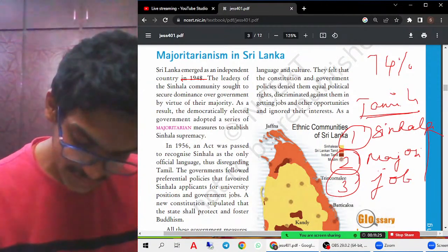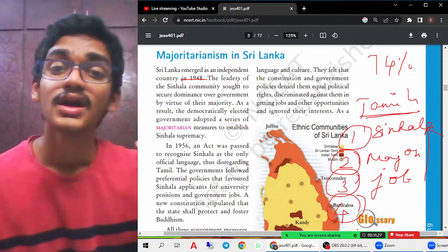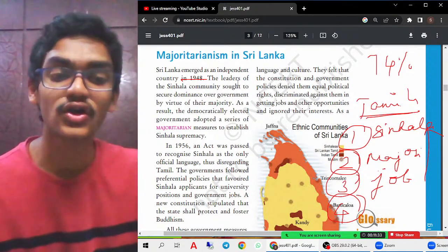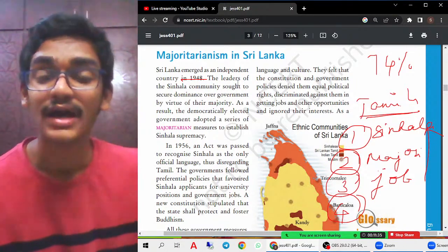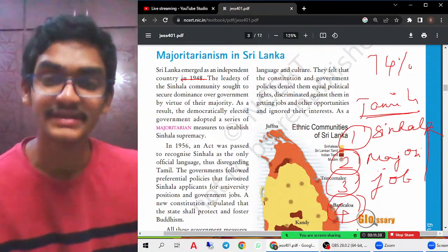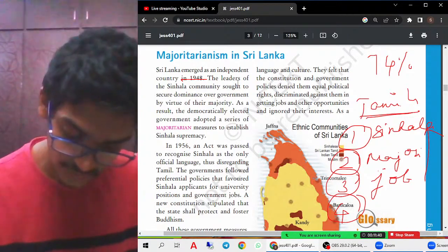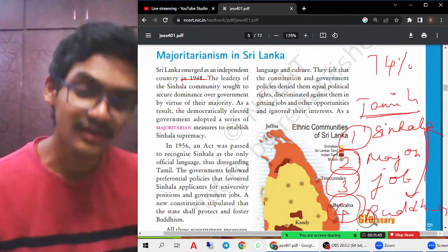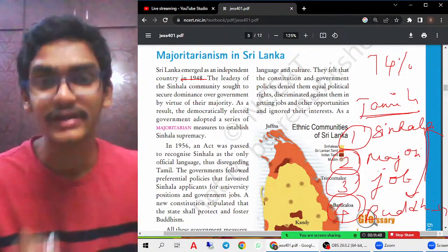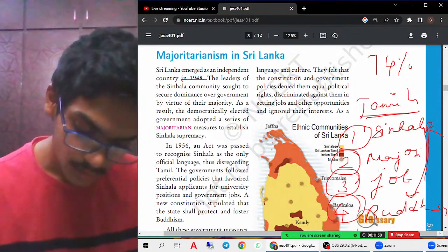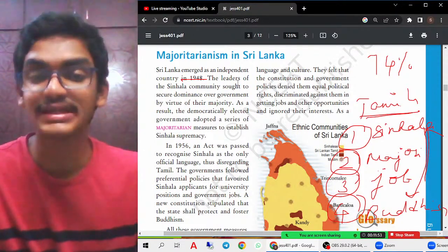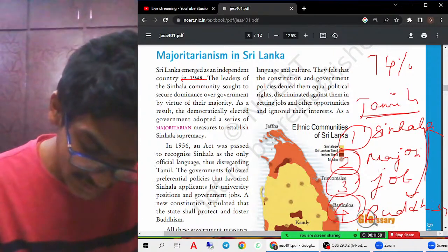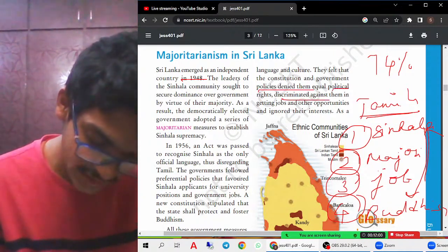And the fourth important thing is that many laws were made. They changed their constitution in order to protect and foster Buddhism, the religion followed by the Sinhala people. So they changed the constitution only to respect their own religion and not to respect the Tamils' religion. Therefore, Tamils eventually felt alienated. They felt they were not given any political rights. They were also discriminated against in getting jobs and everything.